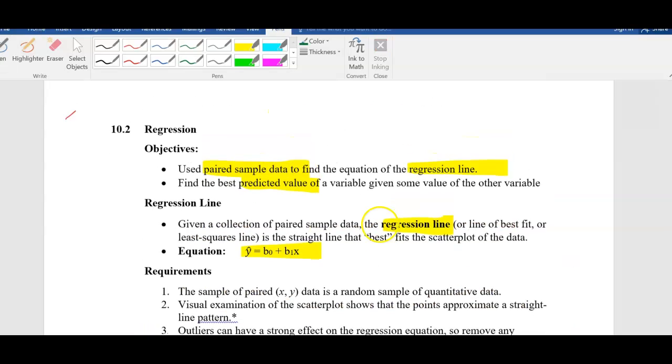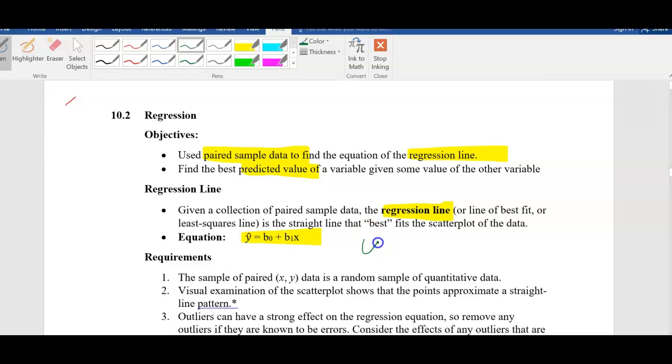We wrote it in the form y equals mx plus b. And remember this here from StatDisk. This here was b1, and this was b0. So nothing different than what we've done there.